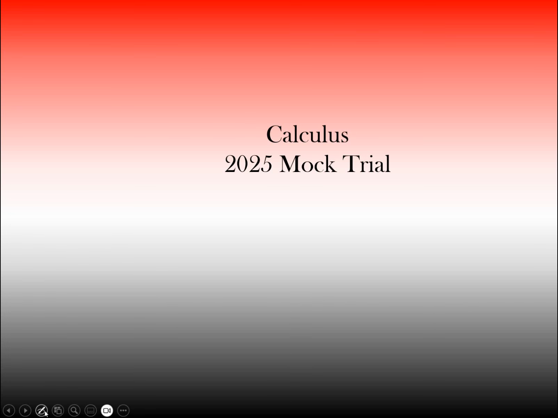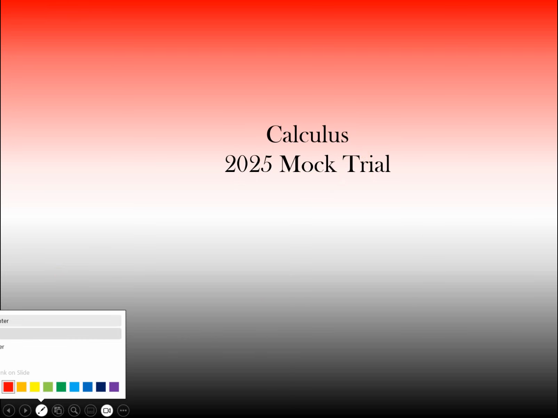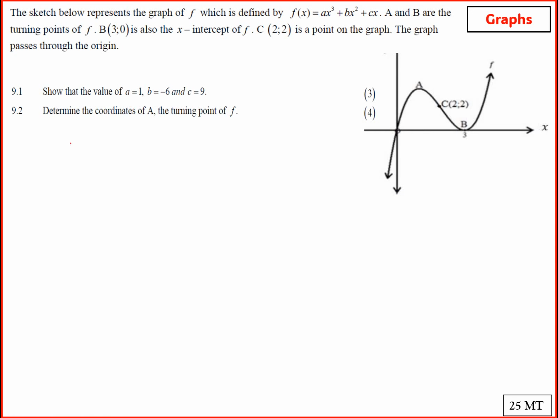Hi, in this video, we're going to be looking at the 2025 mock trial paper, and the question pertains to calculus. So the first question we have says, the sketch below represents a graph of f, which is defined by f of x is equal to ax cubed plus bx squared plus cx. You'll notice that the constant is 0, which means that the y-intercept of this graph is 0. So I just wanted to point that out before we start.